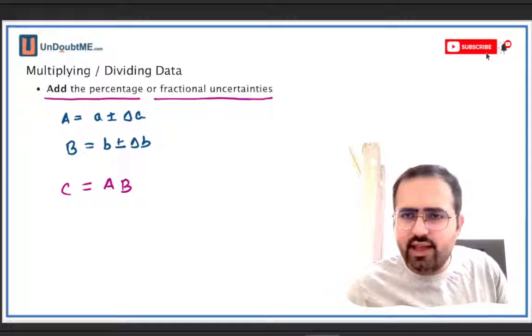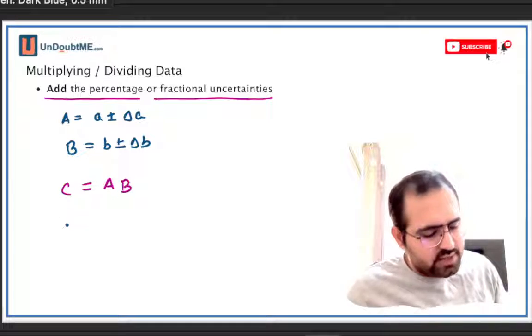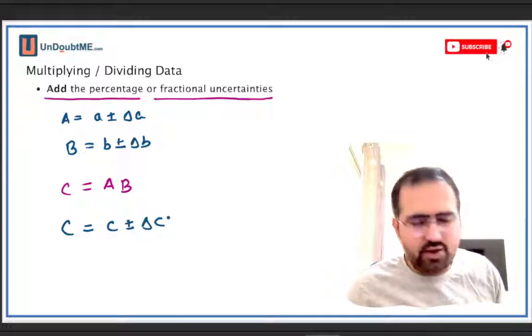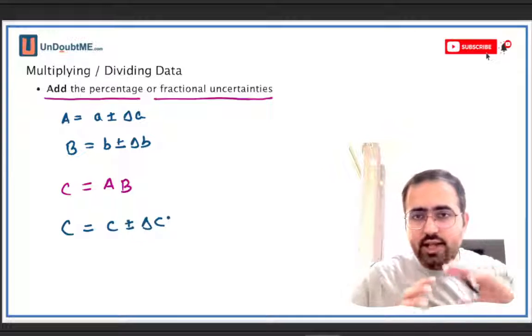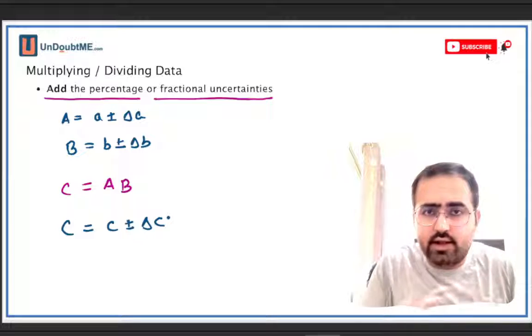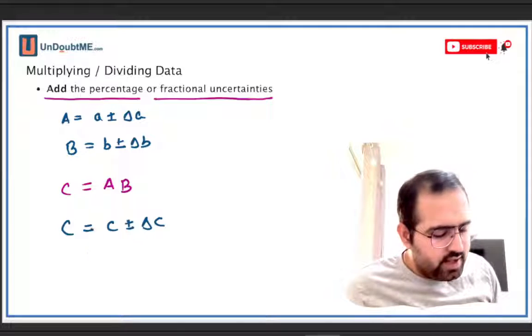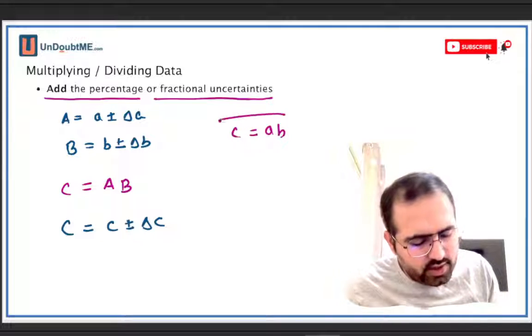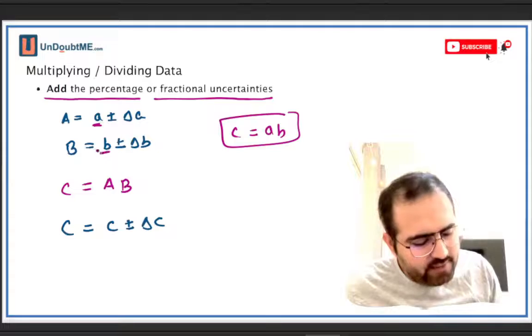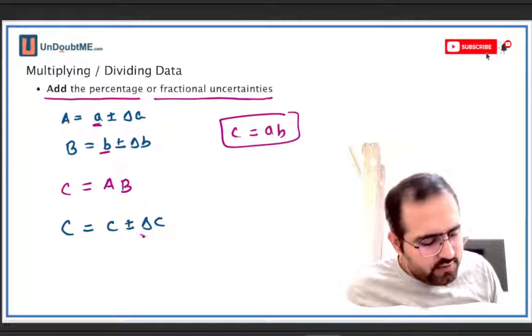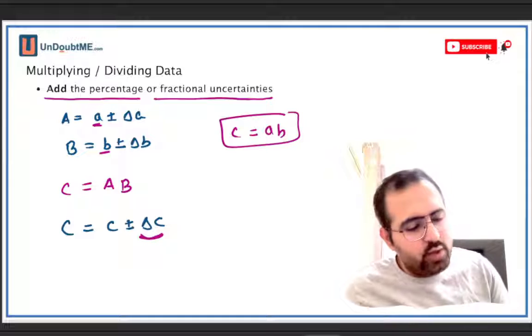I'll do the same thing that I did for addition and subtraction. So this C will be equal to C plus minus delta C. I hope you understand, the C which is written on the left hand side is capital C and the other one is small c. So the value of small c will be obtained by doing the product of A and B, the actual values of them, while to get the value of delta C we write like this.